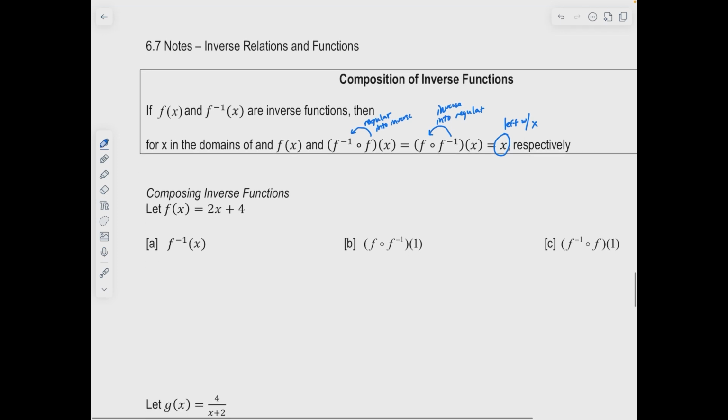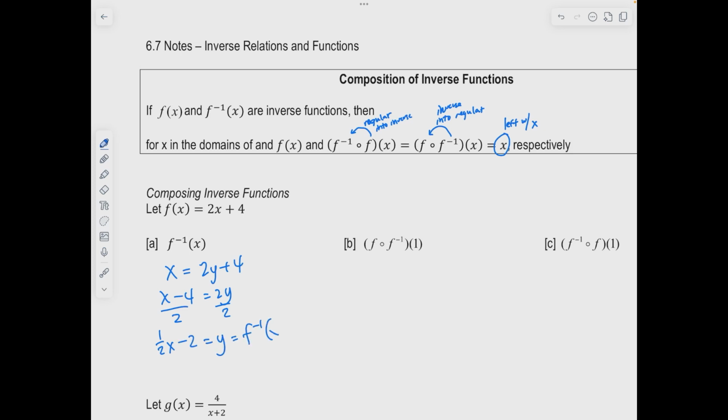Okay, so f of x equals 2x plus 4. First thing I'm going to do is find the inverse. x equals 2y plus 4. I subtract the 4 to the other side, and then I divide by 2. So this is 1/2 x minus 2. So that's f inverse.